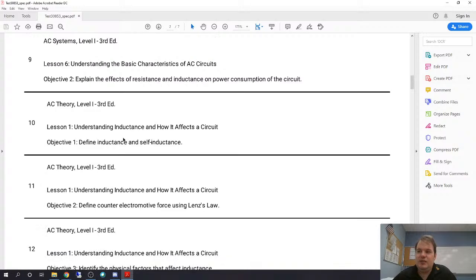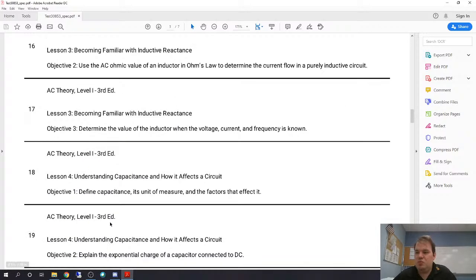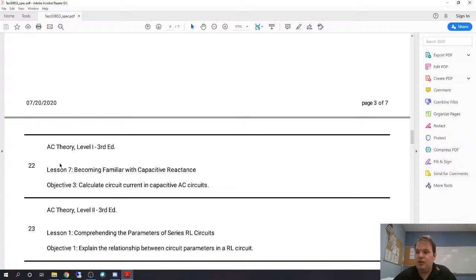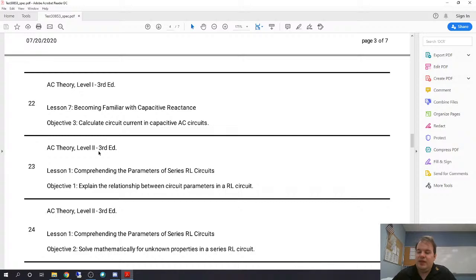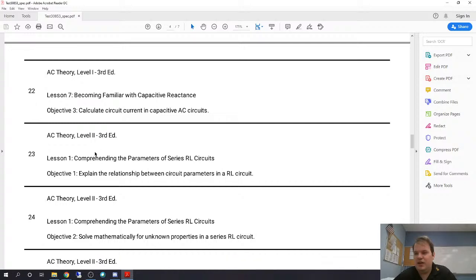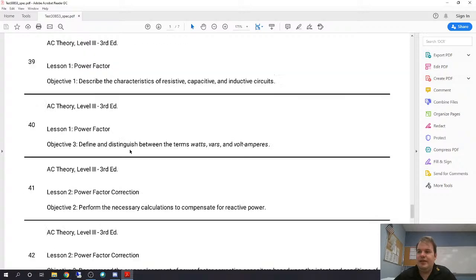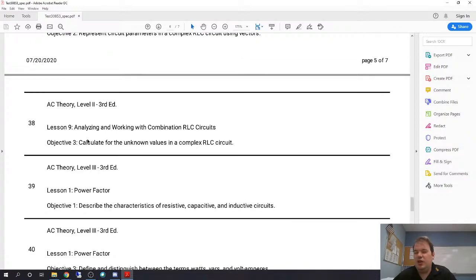Then we have AC Theory Level 1, it's 10, 11, 12. So that was question 10 all the way through question 22. So there's 12 questions out of that. And then Level 2, AC Theory Level 2 was like the big test that y'all had. And that one actually spans a lot of the stuff. So we'll be spending a lot of time on that today. That'll probably be our 2 o'clock quiz, is the AC Theory Level 2 stuff.